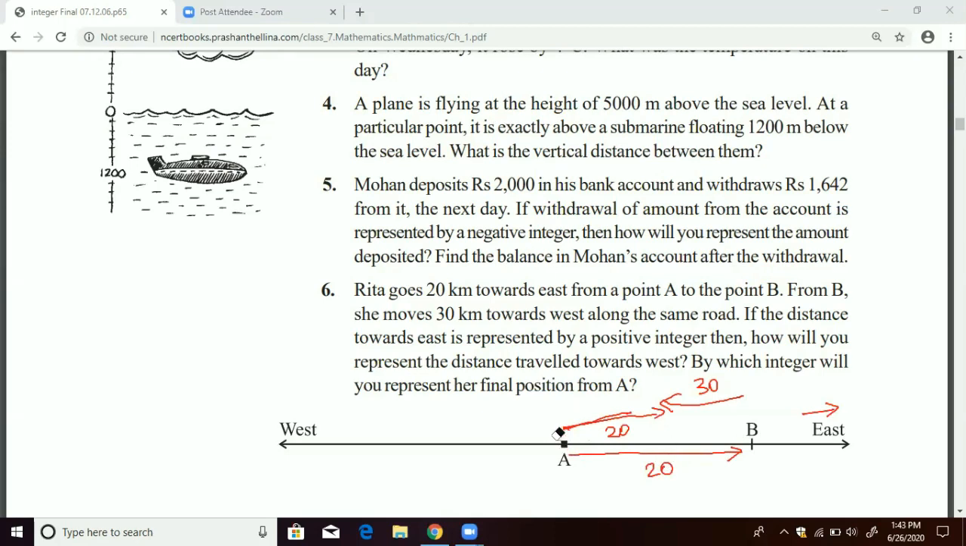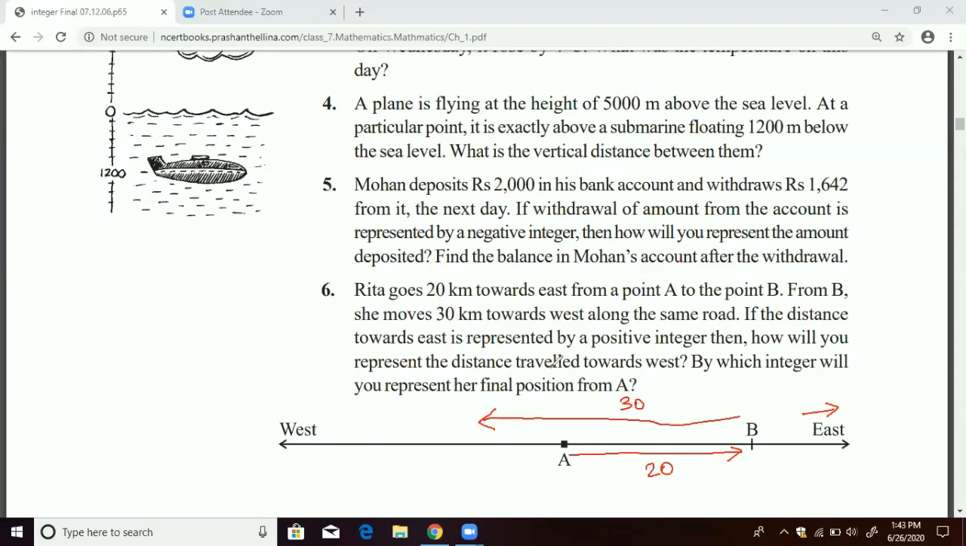So we can erase this. She arrives at 20 here, and she is going back 30 kilometers from B. So we represent 30 kilometers from B back to the west, up to here. So this is the situation: she goes 20 kilometers and comes back 30 kilometers.